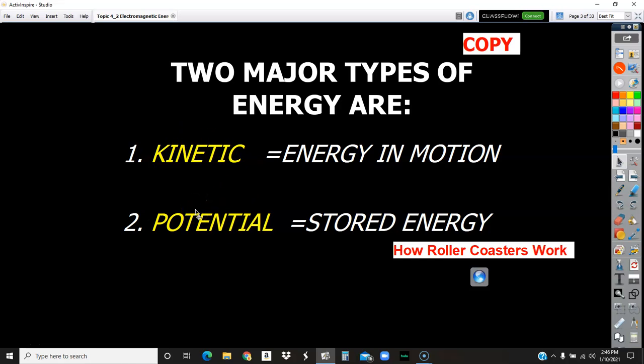And I have a video here on roller coasters, which go through both types of motion, energies, kinetic and potential. So let me play this YouTube clip for you. This is kind of cool.